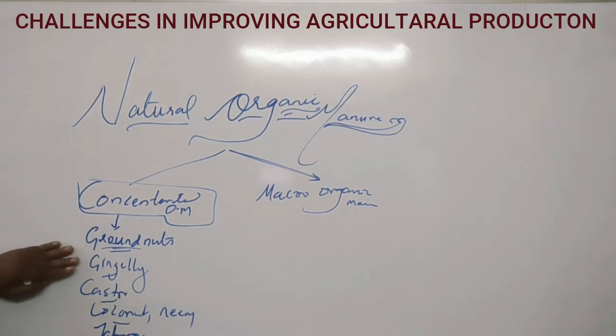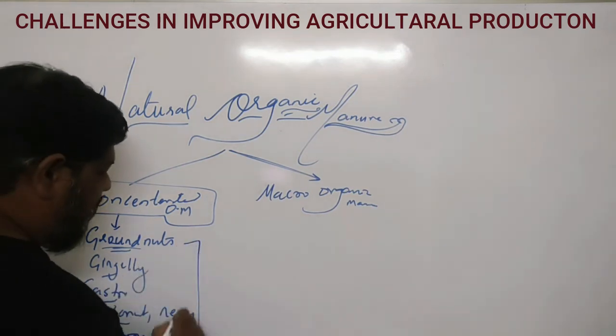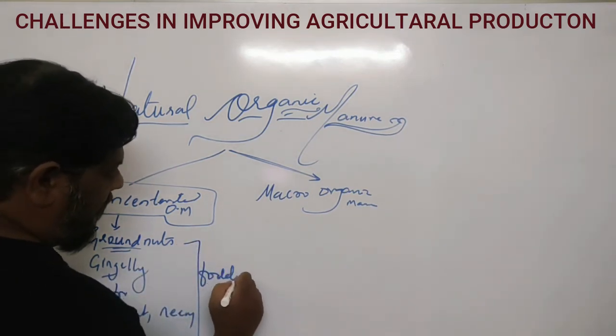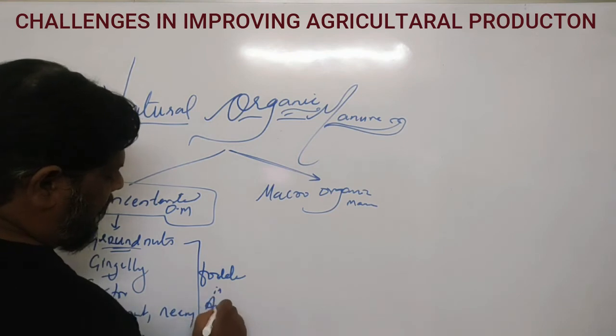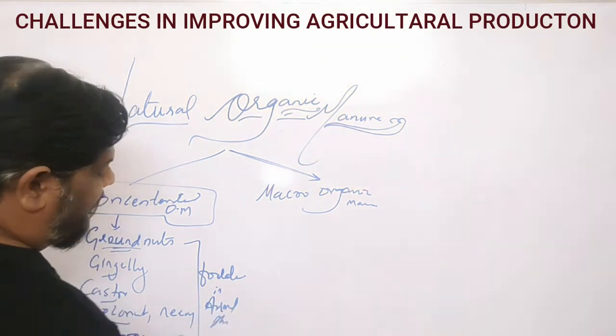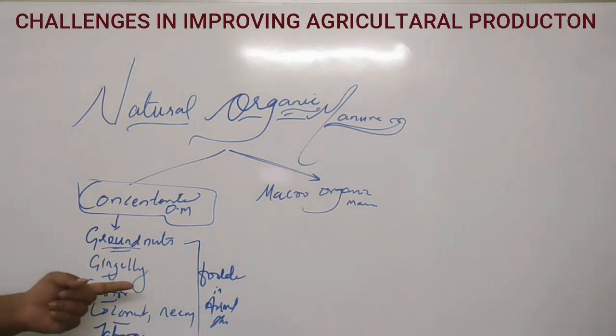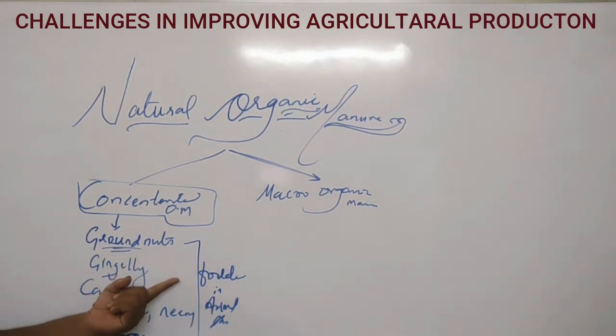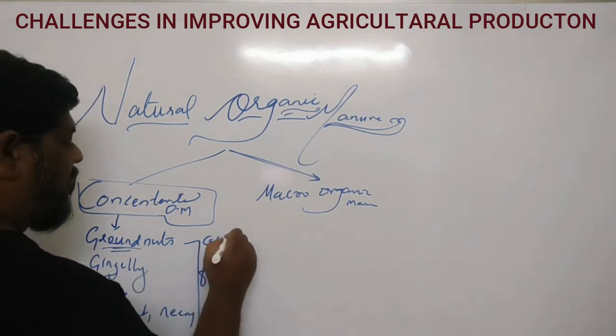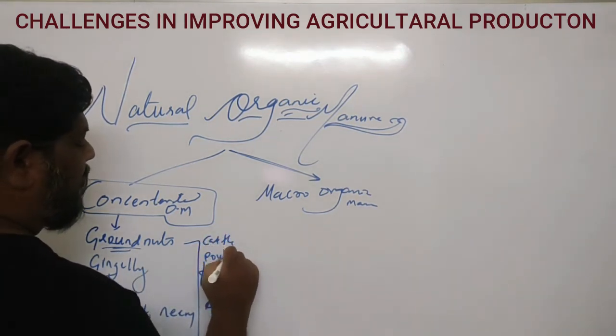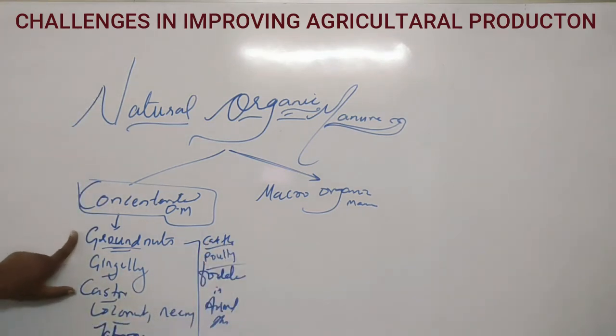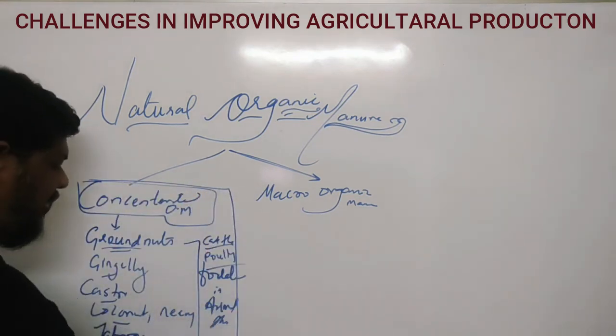So all these remains can be used as fodder in animal husbandry. To rear the animals, this fodder can be used, not only for cattle but also for poultry. Whatever the remains of these things are, they can be used as fodder. Fodder is nothing but food. Okay, so this is about the concentrated organic manure.